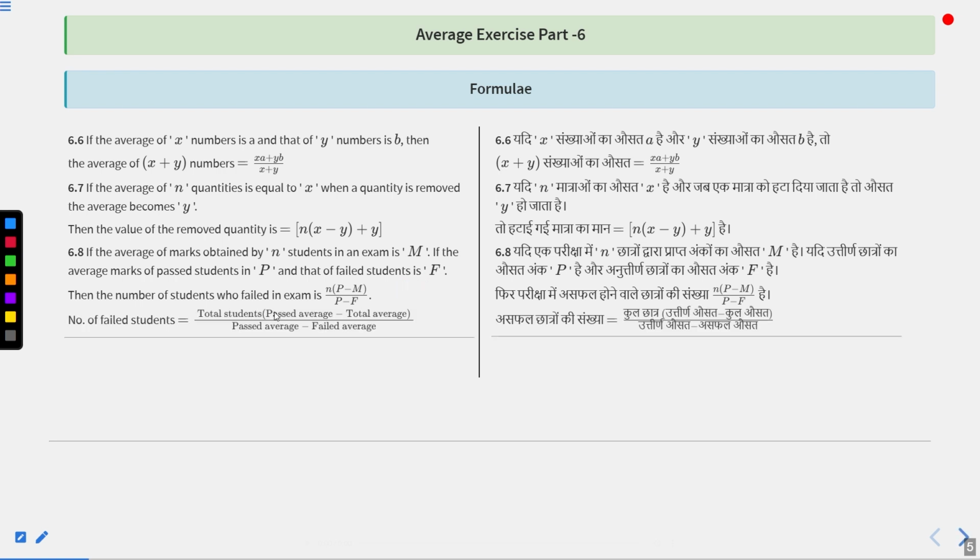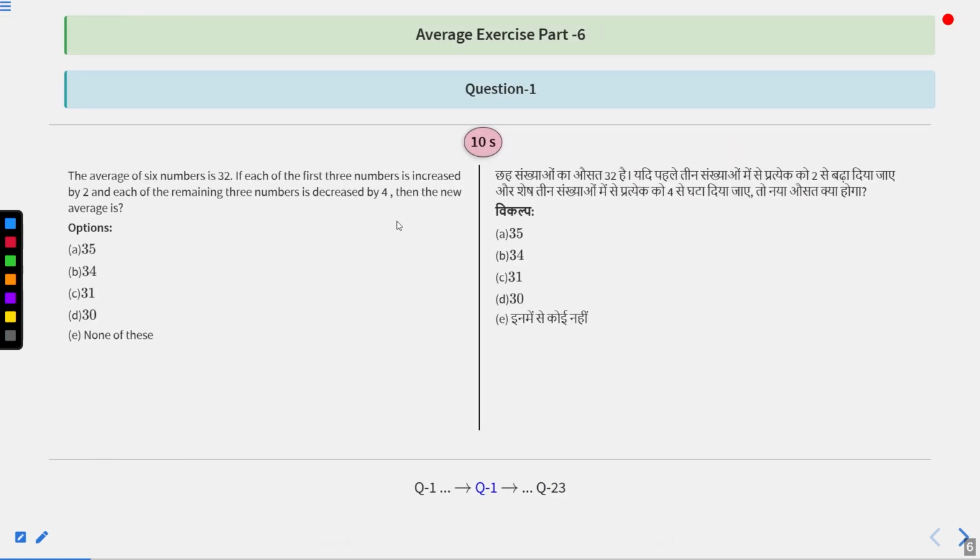Clear? Now we can write it as number of failed students equals total students multiplied by (passed average minus total average) upon (passed average minus failed average). Clear? Now see some questions.